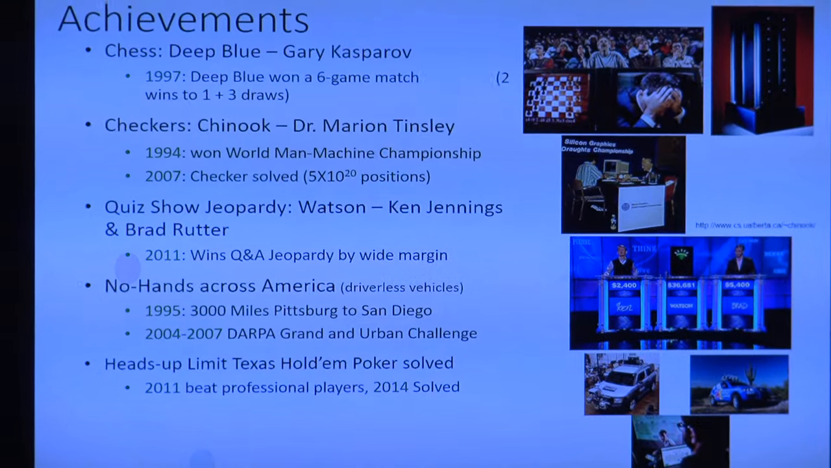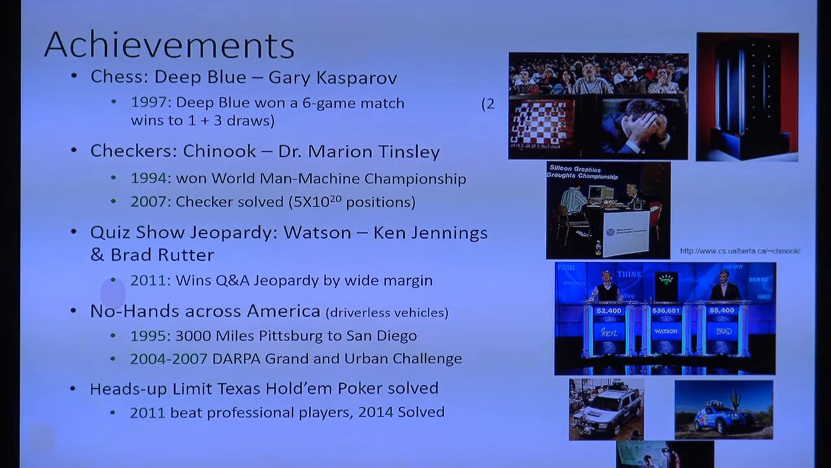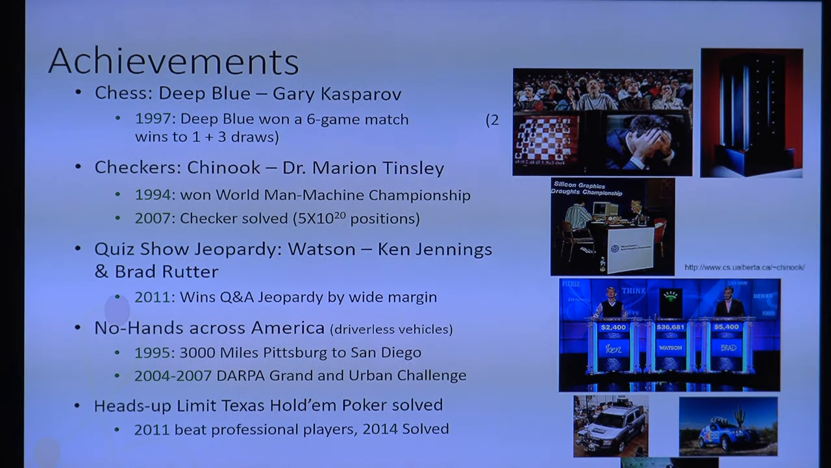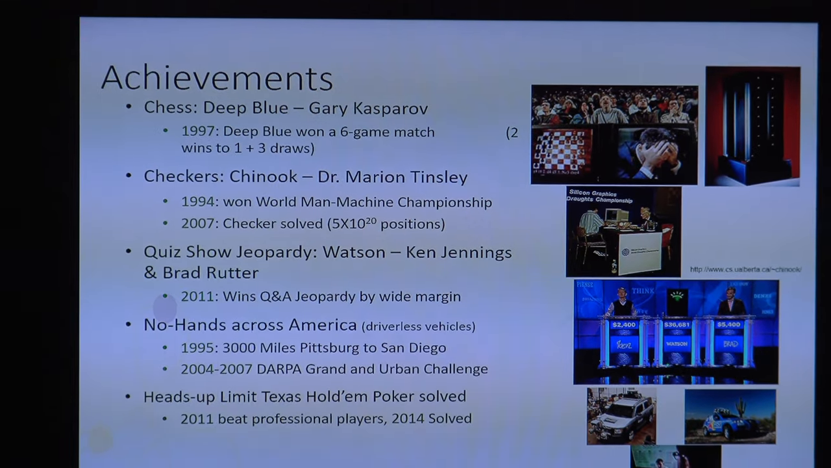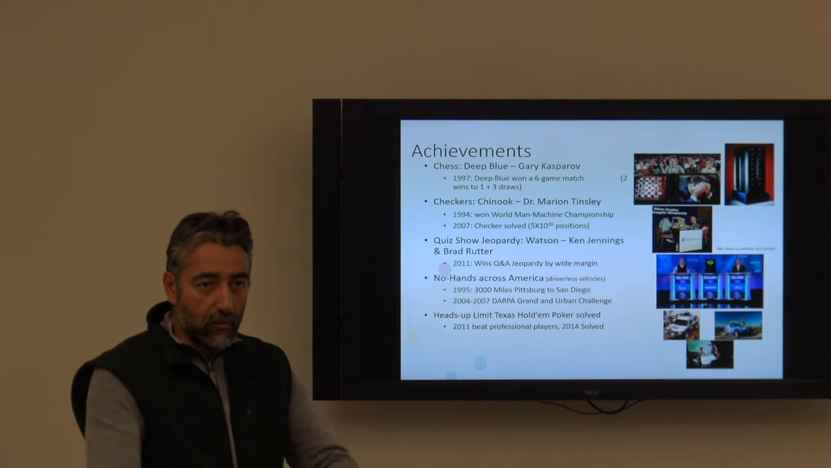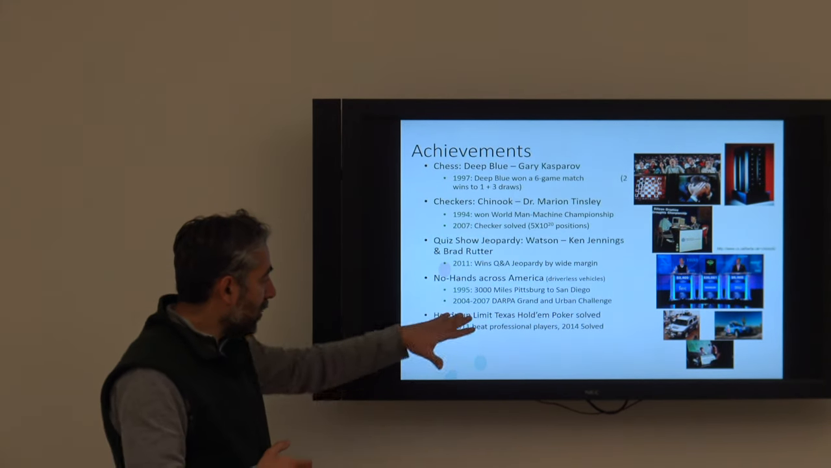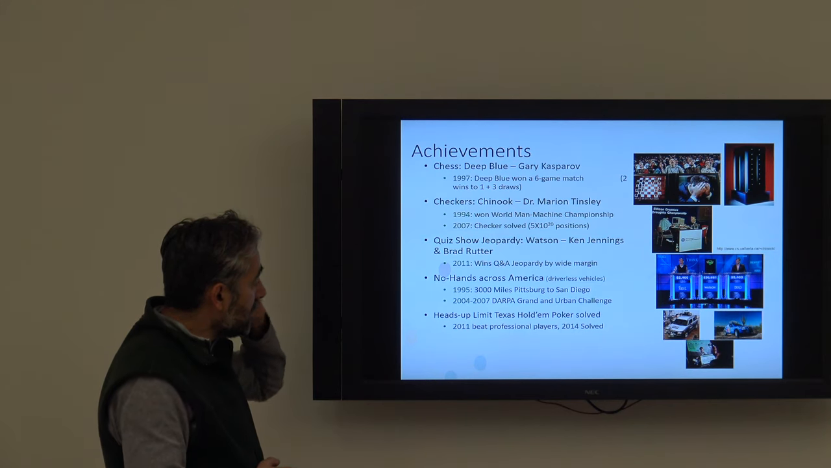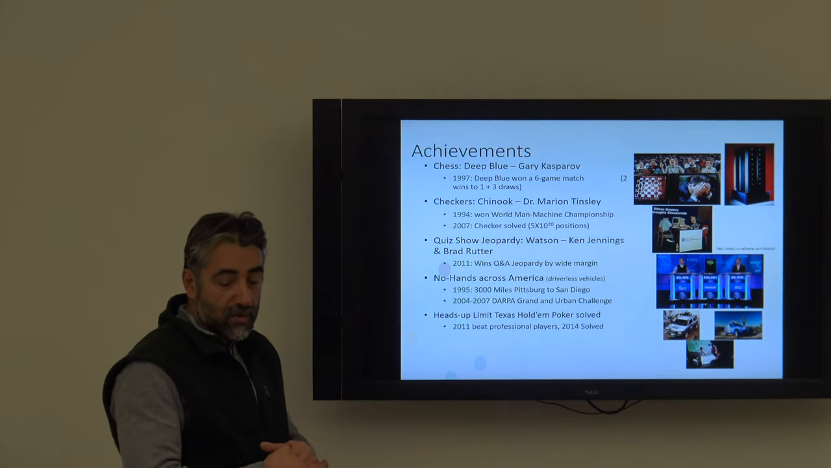Here at U of A, we also solved the heads-up limit Texas Hold'em poker version. And even with the no limit, now we beat the professional poker players. So these are games that are very, very difficult. And poker is very different also from the other games because in the case of poker, you don't have the information in front of you. When you play chess, all the information is on the board. You can see them. But in poker, it's hidden. So there are many uncertainties. It's a way more complex kind of problem, yet we solved it in 2014. Also, the self-driving cars. These are all impressive achievements by AI.